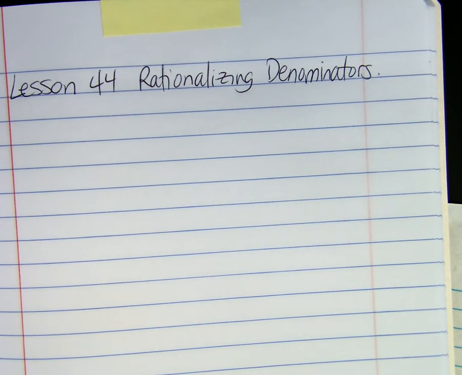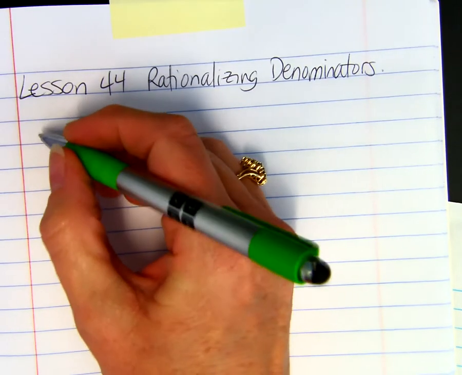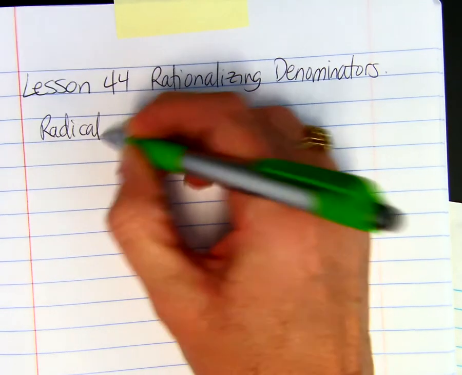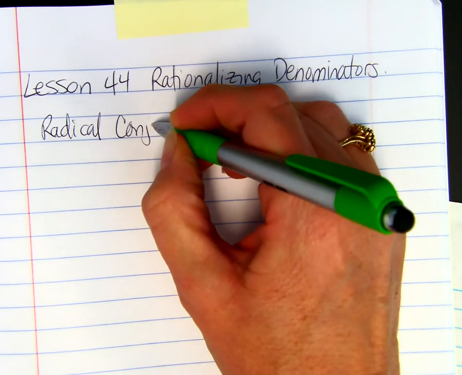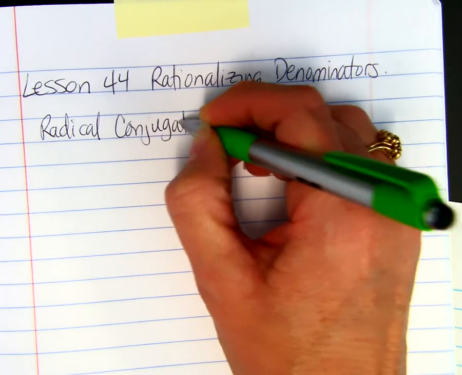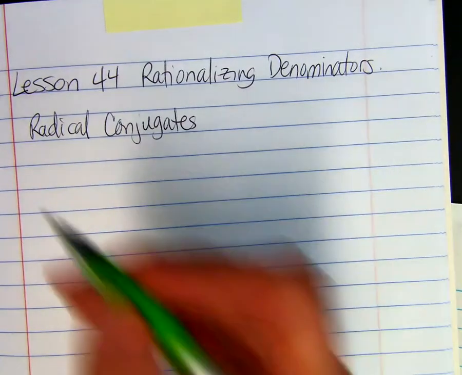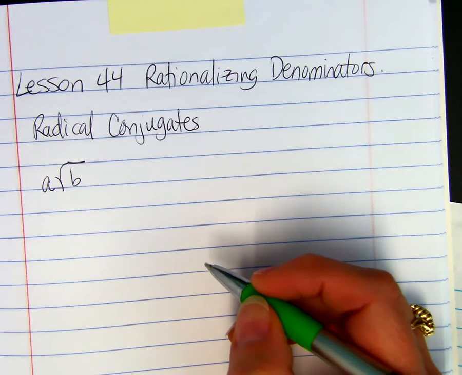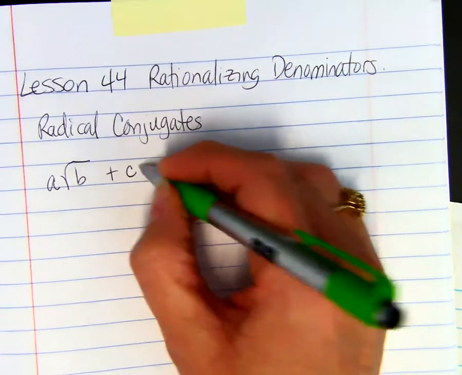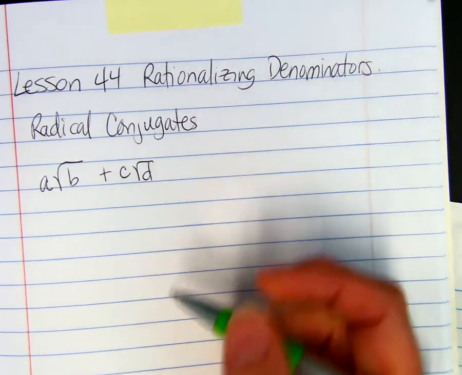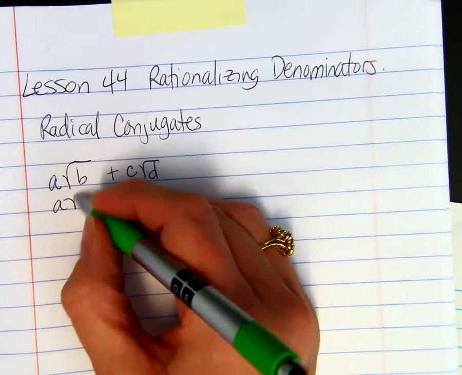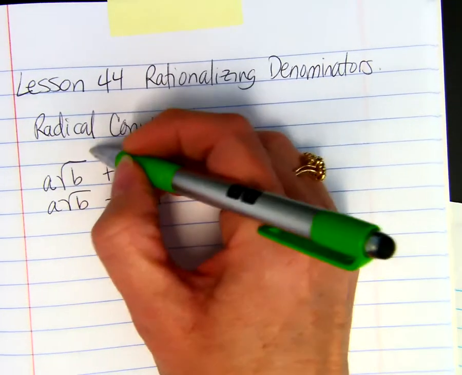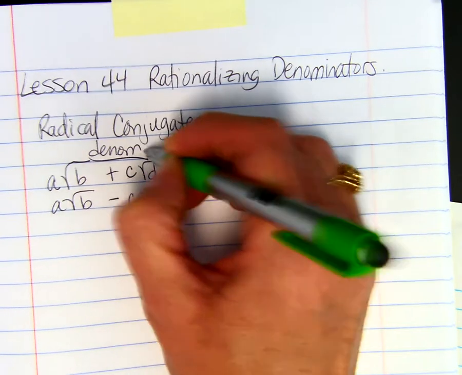So we do have this table on page 319 that we're just going to copy here, kind of, but not really. Radical conjugates. So if in the denominator you have a root b plus c root d, or if you have a root b minus c root d, so this is what's in your denominator.